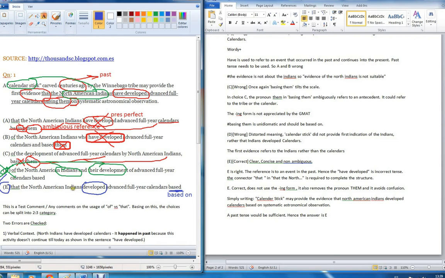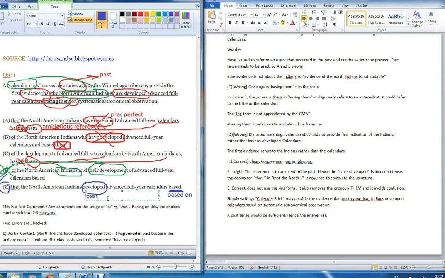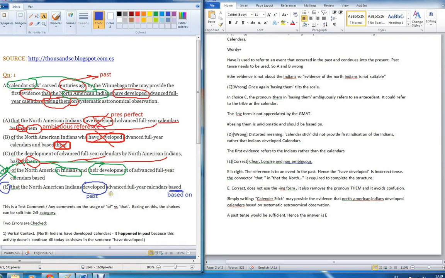Okay, so we could check directly number E if we see that all the other verbs are in present perfect, instead of this one, which is in the past. It must be in the past because of this.